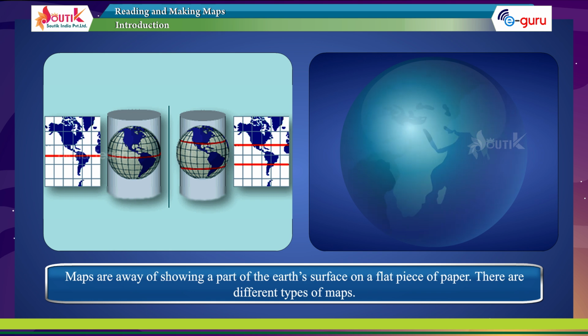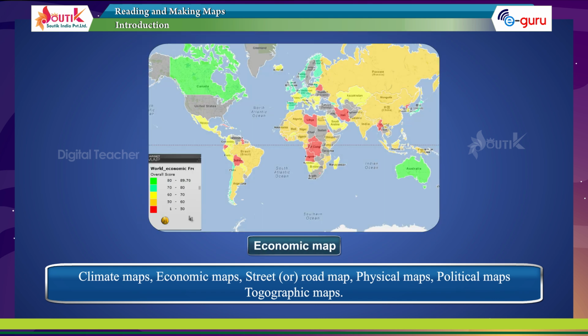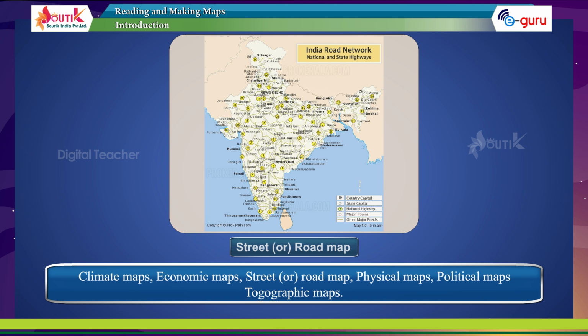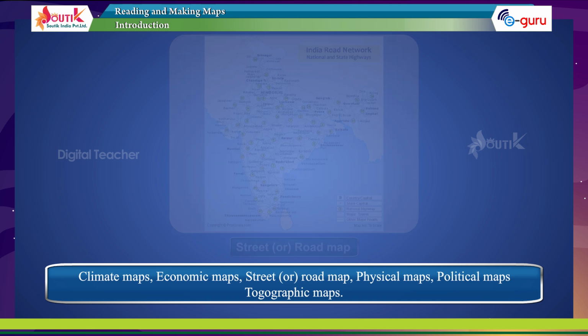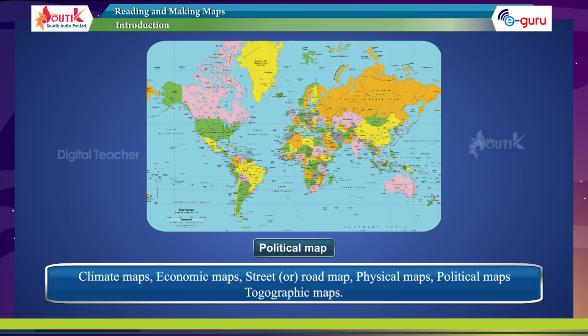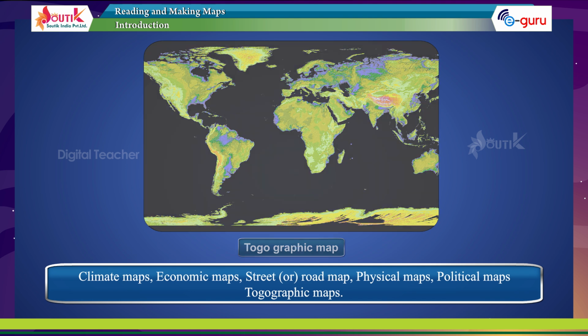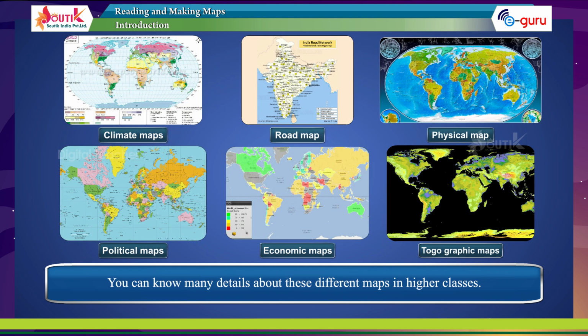There are different types of maps: climate maps, economic maps, street or road map, physical maps, political maps, topographic maps. You can know many details about these different maps in higher classes.